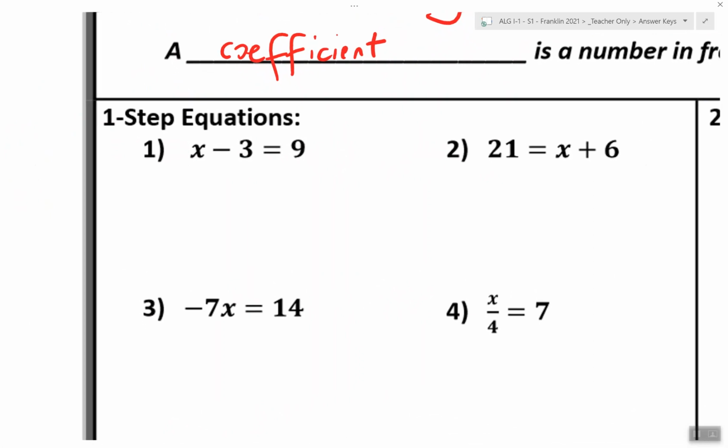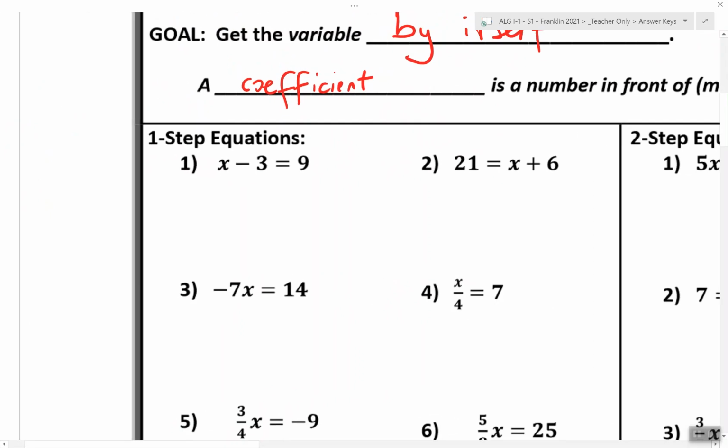For one-step equations, first we have x minus 3 equals 9. Again, you want to look at your variable, see what's happening to it. Right here, it's being subtracted by 3. You're going to want to do the opposite, which is to add 3 to both sides. Remember, whatever you do to one side of an equation, you have to do to the other side of the equal sign. So the 3's cancel out here, and you've got x equals 12, and that is your answer.